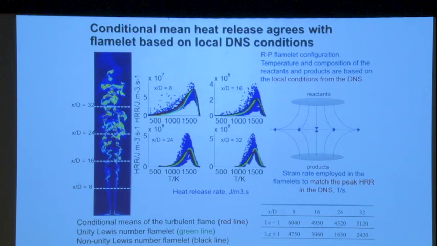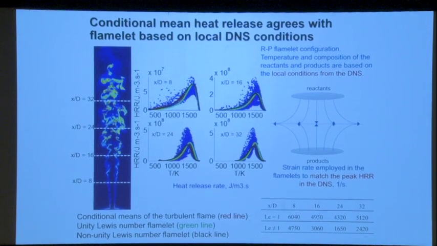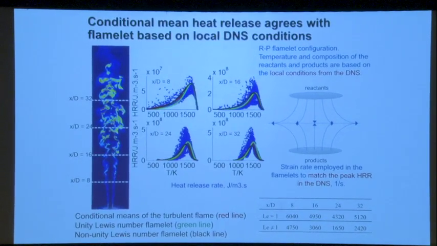So we can also look at the conditional mean heat release and evaluate whether a laminar strained flamelet might be able to approximate the turbulent flame at different axial positions downstream from 8 on to 32. And so what's plotted here in these conditional heat release plots, conditioned on temperature, are the scatter plots and the conditional means from the DNS shown in the red line, and then 2 additional curves corresponding to the flamelet solution for unity Lewis number, where all of the species are assumed to have equal diffusivities.